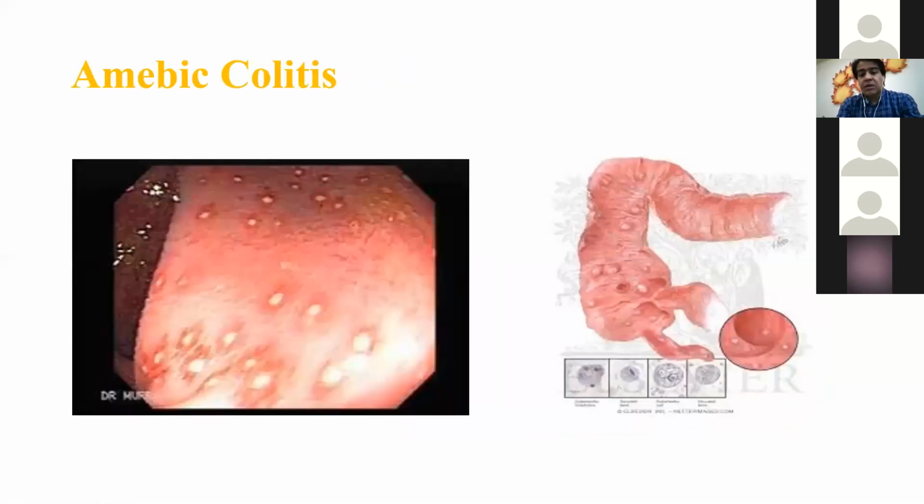Amoebic colitis is less likely to present with lower GI bleed, because amoebic colitis involves the cecum as compared to the rectum, and these patients usually have diarrhea as compared to lower GI bleed. It can again be treated with metronidazole.